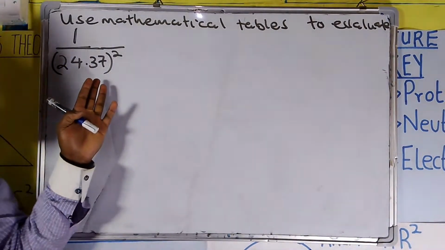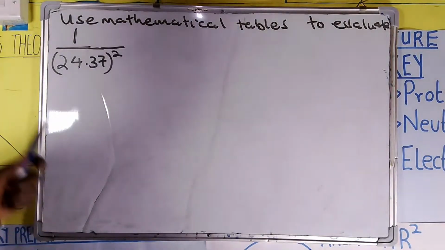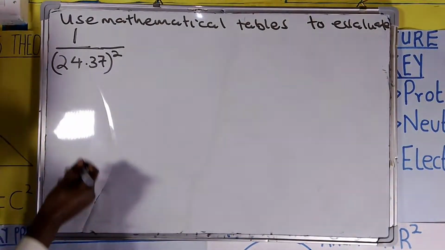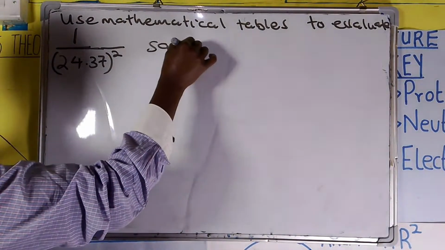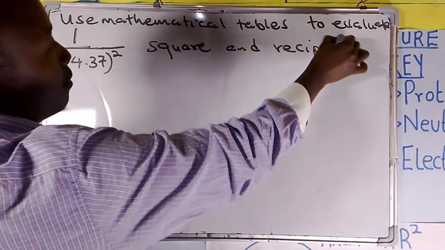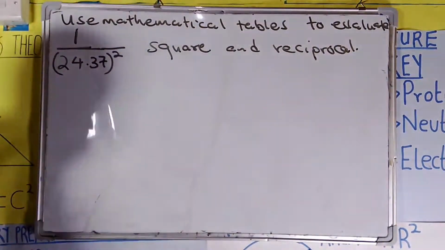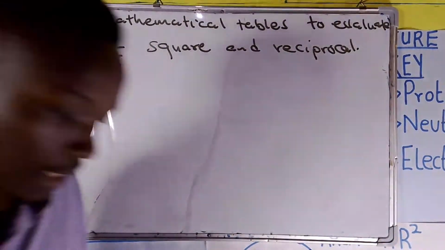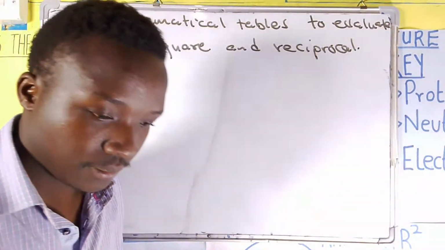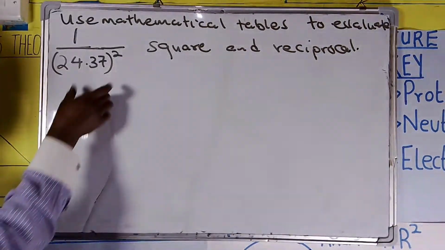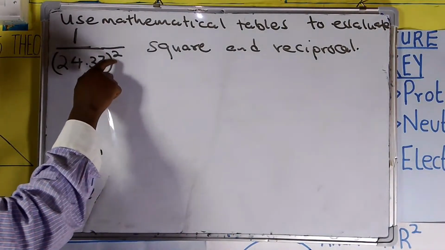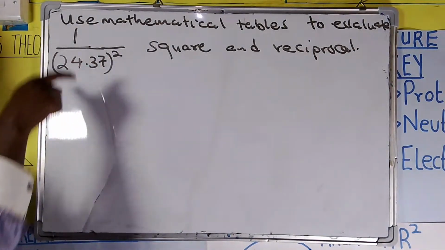1 over 24.37 squared. So here we have two operations. Our two operations are, we have to square, and we also have to determine the reciprocal, both of them at the same time. In this particular case, the easiest to start with is to square. We need to square this first. After we square, whatever we get, we now determine the reciprocal.